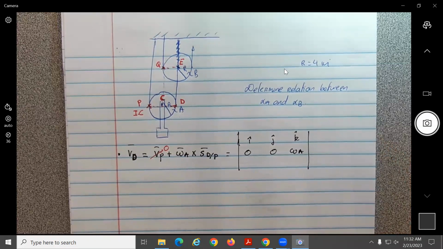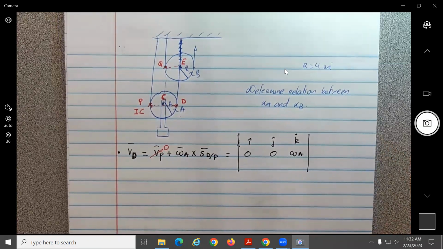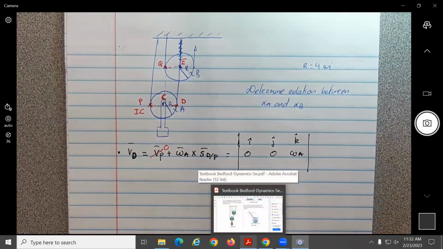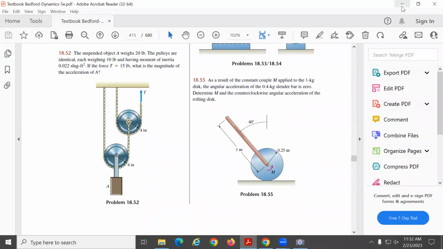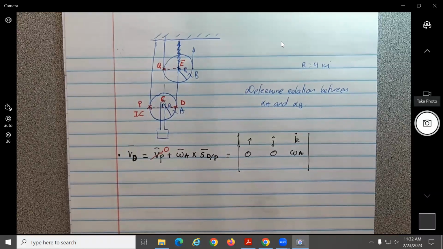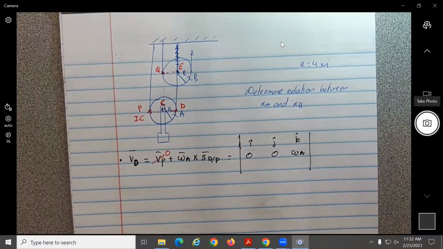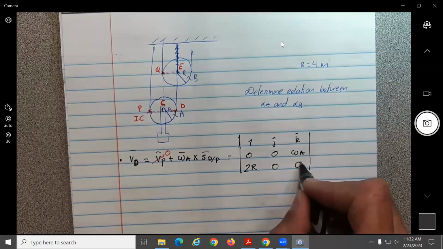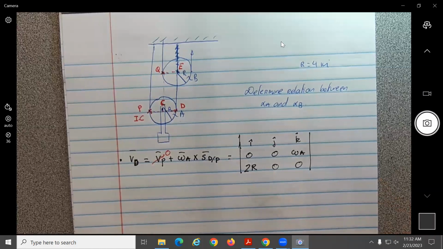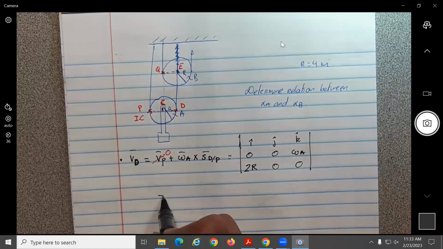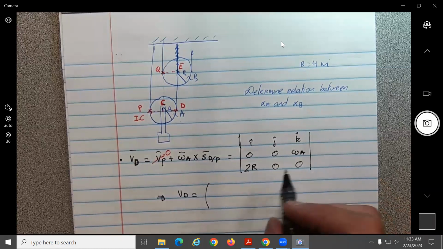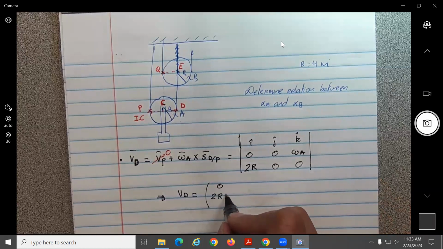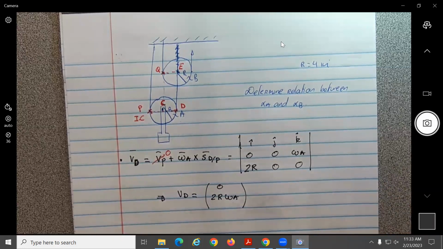They don't give us any value for any of that stuff on the problem. Probably what they give you, at least should give you 1. They give you the moment and the force. Okay, it's fine. We are not solving this problem anyway. Okay, so we have this. Now, what will be the position of D with respect to P? 2 times the radius. Yeah, let's just do symbolic since we have no values. 2R, 0, 0. So this will give over here, VD will be equal to what? 0, 2R omega A. Perfect.